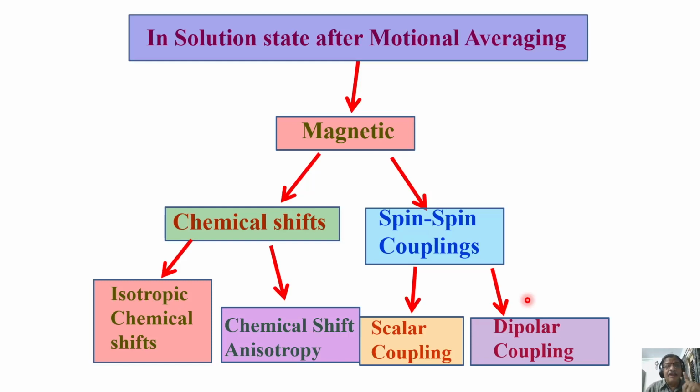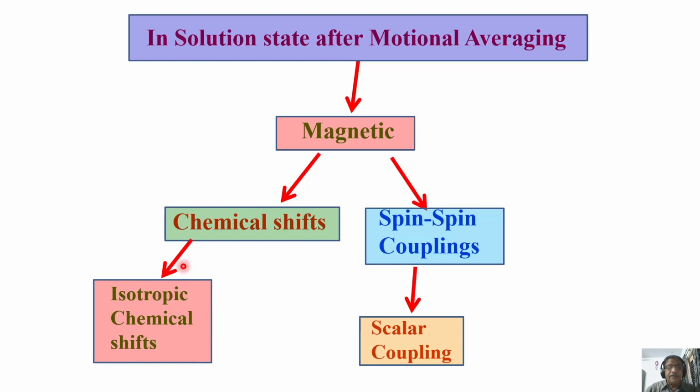You understand? In the solution state, anisotropic parts of these interactions go to zero. Similarly, scalar coupling anisotropy also goes to zero. Dipolar coupling goes to zero. Chemical shift anisotropy also goes to zero. Then what are we left with? We are left with only two things: the isotropic part of the chemical shift and scalar coupling, that is J coupling.